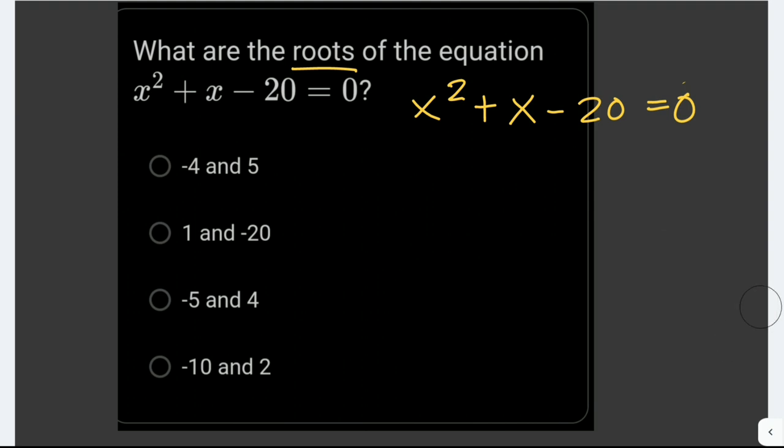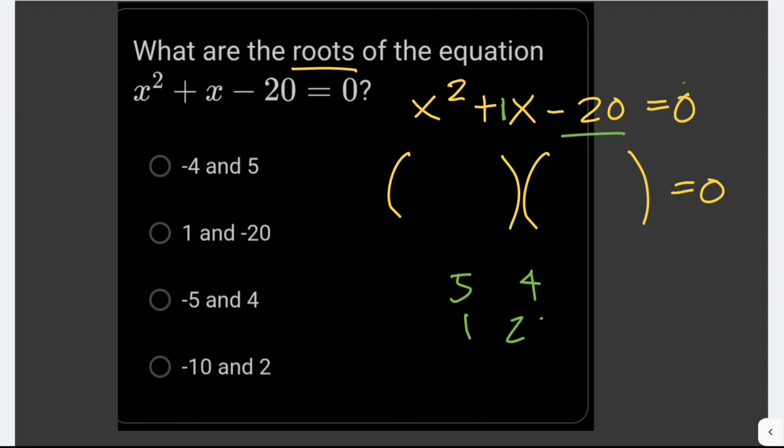Now let's try factoring this equation first. We have x squared plus x minus 20. To factor this, we look for factors of 20 that, when we multiply them, equal negative 20, and when we add them, equal positive 1, the coefficient of the middle term. The factors of 20 are 5 and 4, 1 and 20, 10 and 2. Let's try adding them up.